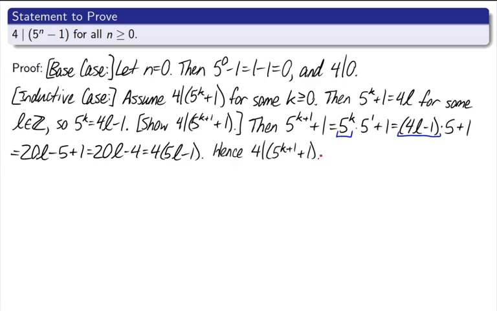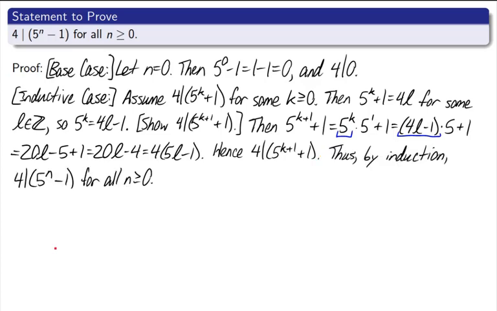Hence, 4 divides 5 to the k plus 1 plus 1. That's the end of our inductive case, so now we just write our summary sentence. Thus, by induction, 4 divides 5 to the n minus 1 for all n greater than or equal to 0, and that is the end of our proof.